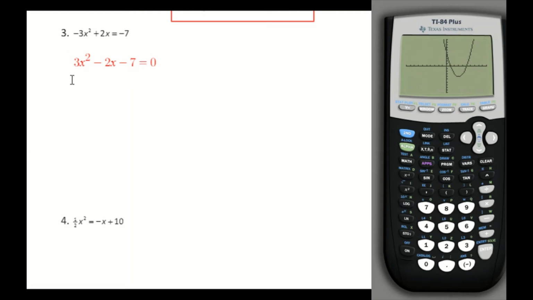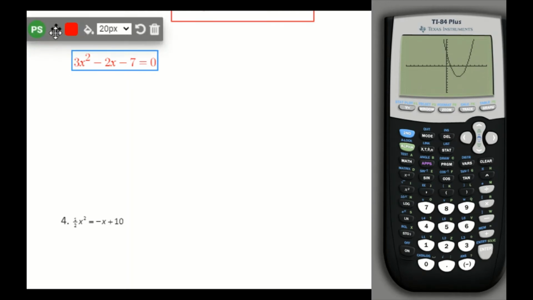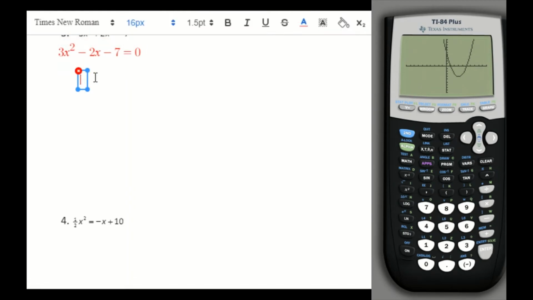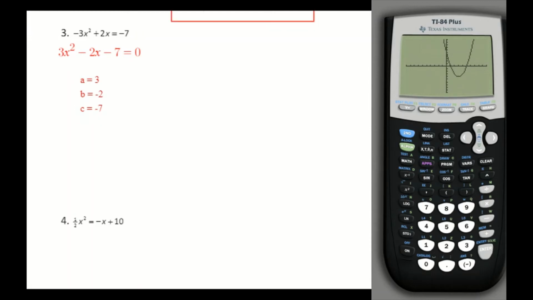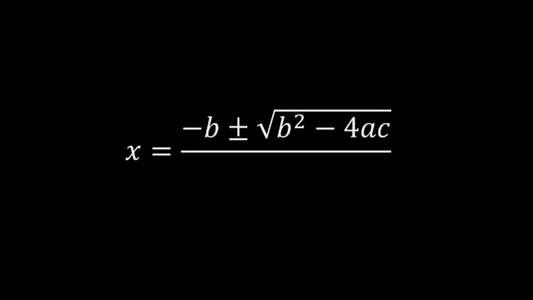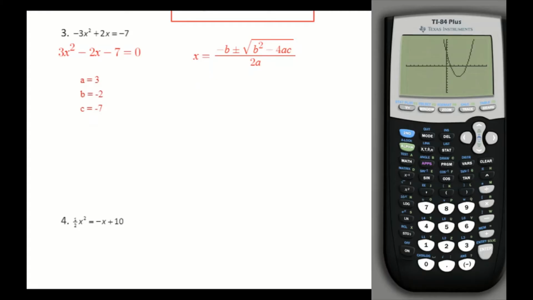So from here we can identify our a, b, c. Our a is 3, our b is negative 2, and our c is negative 7. So let's go ahead and write down our quadratic formula and plug everything in. X is equal to negative b plus or minus the square root of b squared minus 4ac all over 2a.